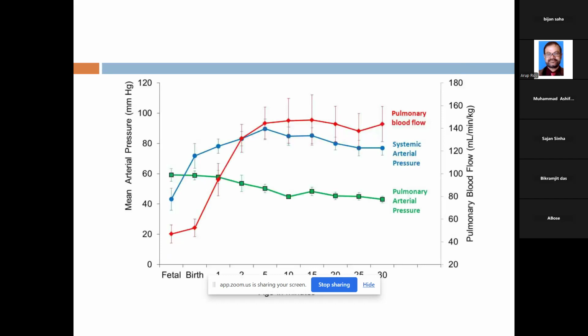So after birth, what you can see is that immediately the pulmonary vascular resistance starts falling down, as a result of which the red line, that is the pulmonary blood flow, dramatically increases, and the pulmonary arterial pressure, you can see, starts coming down, and it is happening within close to 5 minutes, and it is reaching its plateau. The pulmonary blood flow immediately increases within the first 5 minutes.